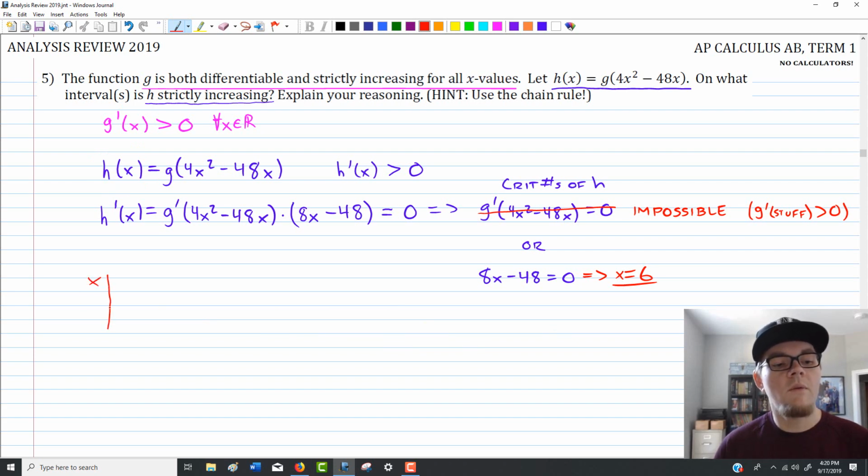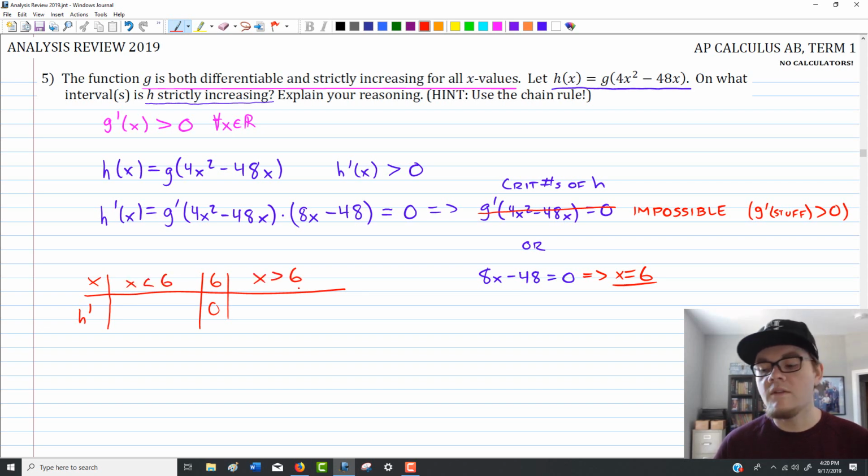So if we try to set up a quick sign chart here, and we break it up at the single critical number 6, and we compare it to values of h prime, then we've got possibilities for when x is less than 6 and possibilities when x is greater than 6. Now with that said, thinking about what those possibilities are, we look at our ingredients here. The derivative, h prime, is g prime of stuff times 8x minus 48.